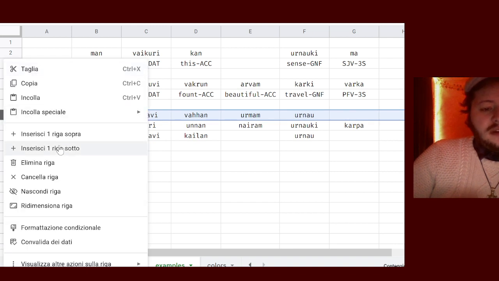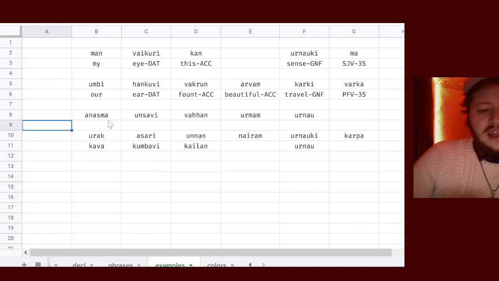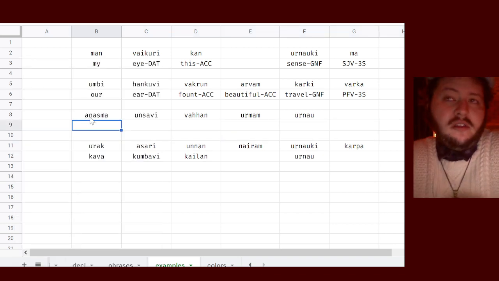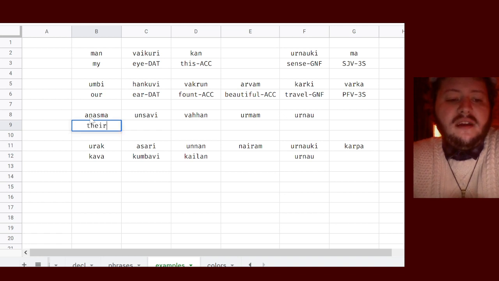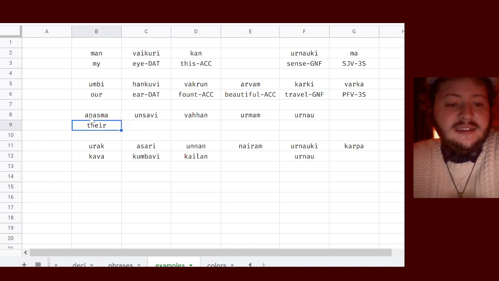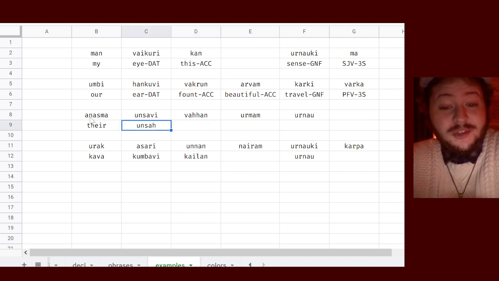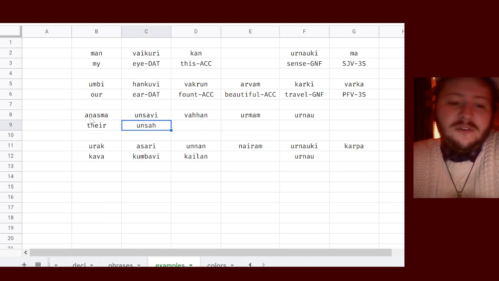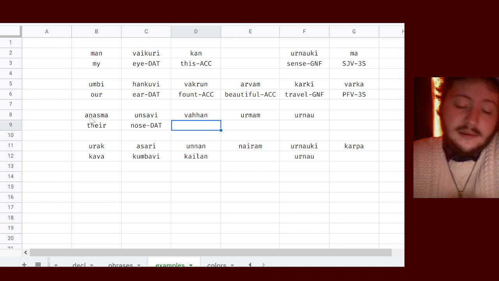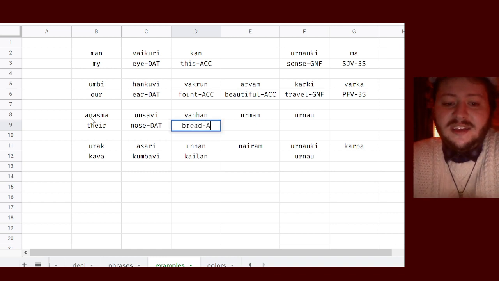All right, this one is fun as well. Anasma is the third person, so it could be his or her or their or its. I'm going to say their, singular they, or it could be plural they. It's actually ambiguous, just like it is in English. Then we have the word unsah, and unsah is nose, and its dative form is just unsabi, so it's like nose dative. And then we have vahan. Vahan, we had that before, that was bread in the accusative. And then we have urmam.